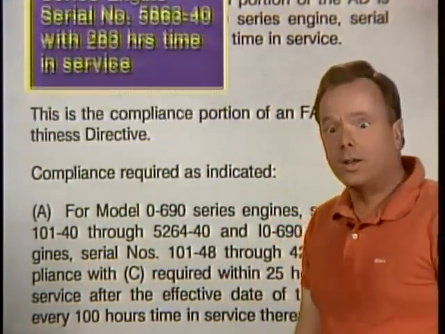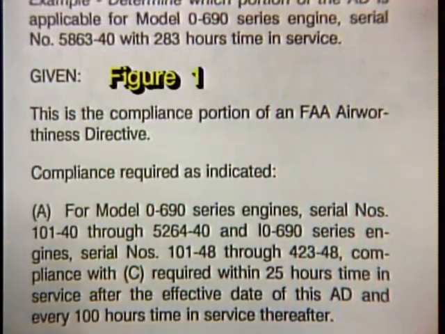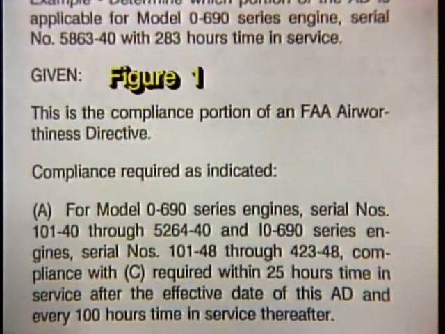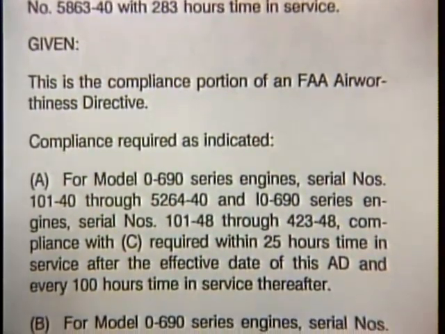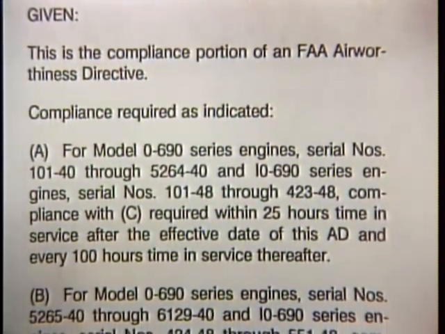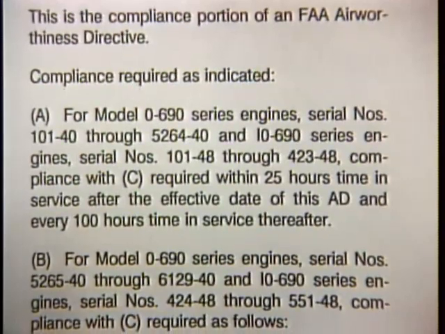All right, now that's the engine. Let's take that away, and let's take a look at the AD they're going to give you on the test. They're going to say, this particular AD is a compliance portion of an FAA airworthiness directive, and compliance is required as indicated for a Model 690 series engine, serial numbers 101-40 through 5264-40, and an IO 690 series engine, serial numbers 101-48 through serial number 4023-48. You must comply with C within 25 hours time in service after the effective date of this AD, and every 100 hours time in service thereafter.